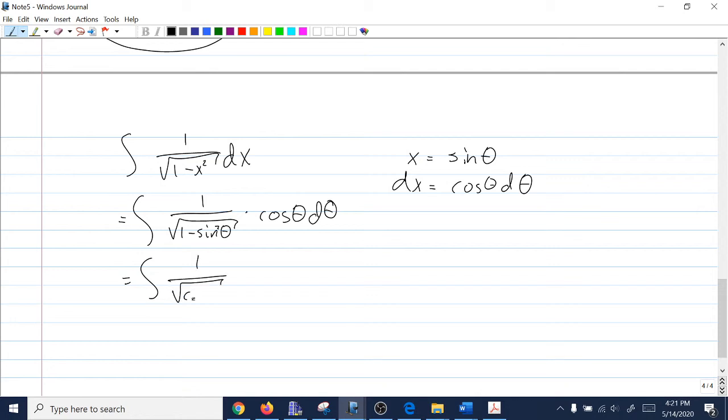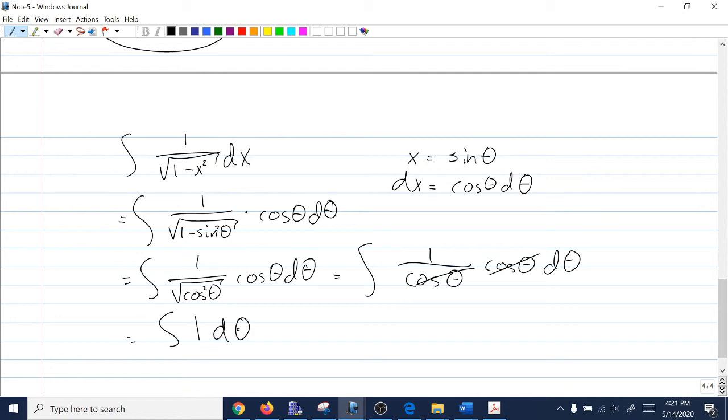What's square root 1 minus sine squared? That's the square root of cosine squared. My brain is freaking out at me that there's an absolute value here, but we ignore the absolute value. The cosine and cosines cancel. I'm just integrating 1. What's the integral of 1?